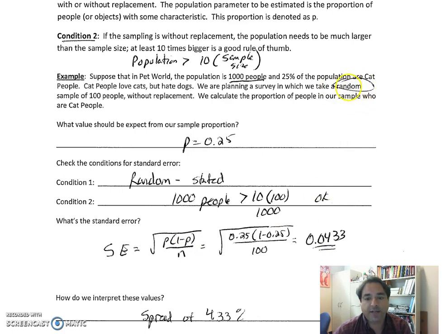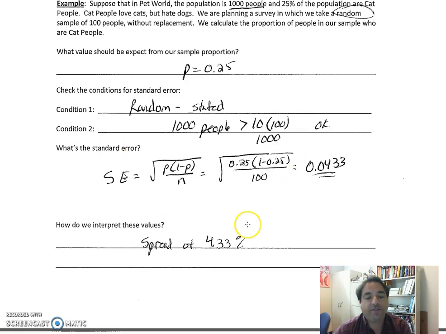So if I want to use that formula, I'd have to pass these 2 conditions. Number 1, is it random? Check. And is your population, which in this case is 1,000 people, greater than 10 times your sample size? Your sample size is 100. 10 times 100 is 1,000. Now, that usually never happens that they're the same. We're going to go ahead and let it pass, but your population has to be greater than 10 times your sample size. Therefore, we can find our SE.